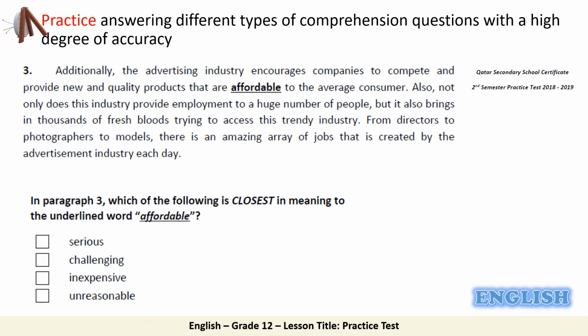Now we move to another type of multiple choice questions, which requires you to use context to determine the meaning of a word. So if you look at the question, it asks you to choose the word that is closest in meaning to the underlined word affordable. So please pause this video here, read the above paragraph and try to find the meaning of this word.